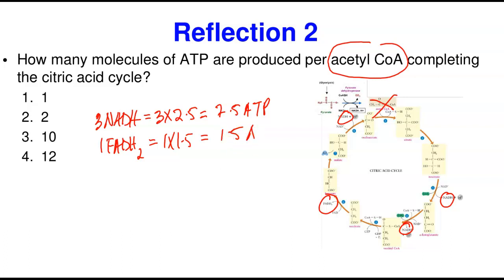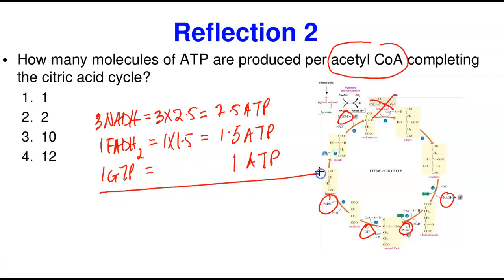Let me write it clearly. 1.5 ATP. And that is not the only thing we get in there. Remember, here we get GTP. Remember this reaction that gives you GTP. And so 1 GTP is equivalent to what? 1 GTP is equivalent to 1 ATP.